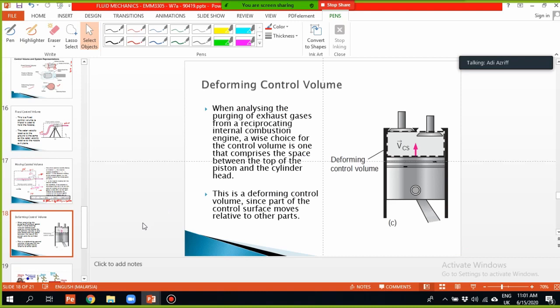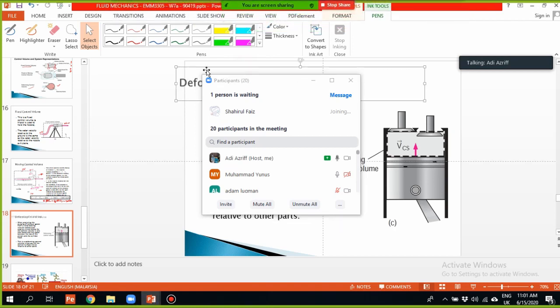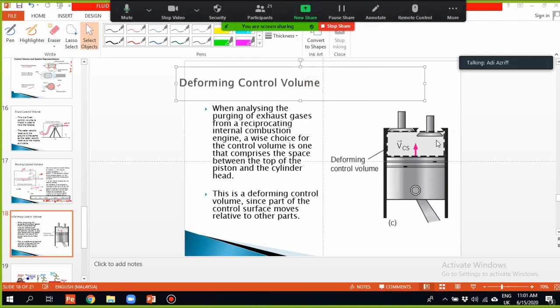Okay, next. This is the deforming control volume. This is an example of a piston. This is your control volume inside this piston area. When analyzing the exhaust gas from a reciprocating internal combustion engine, a wise choice for the control volume is one that comprises the space between the top of the piston and the cylinder head. So this is the area where combustion happens. That's why your control volume is this area.